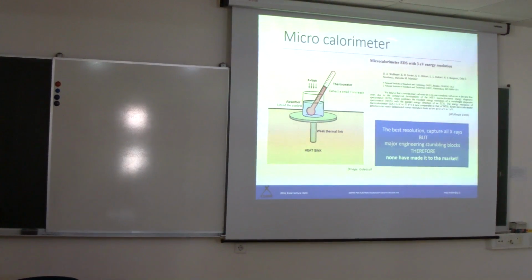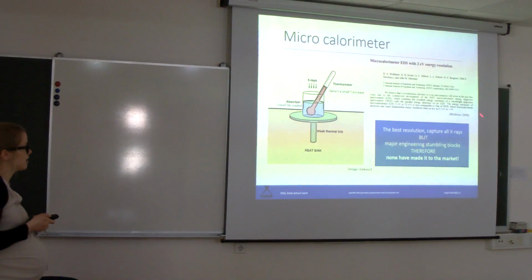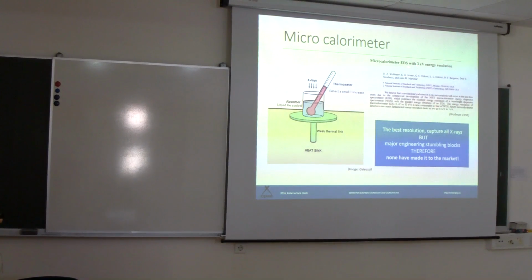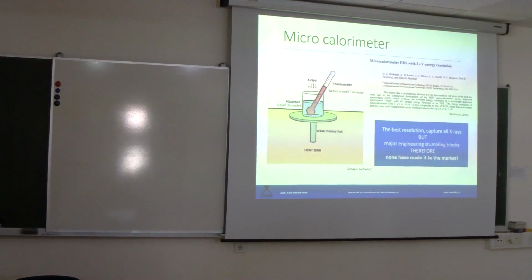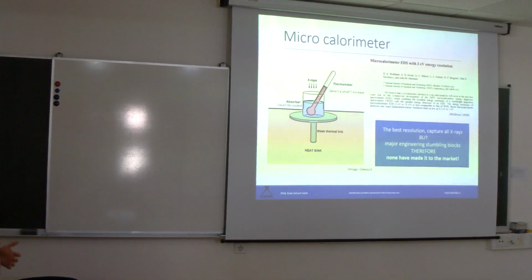The microcalorimeter was a really big improvement in 1998, because it showed that you can measure the X-rays with the same resolution as the WDS. Unfortunately you would need helium cooling, and it never made it to the market. But it's an interesting way to detect differently from how we do it now with EDS, so maybe something else will come up soon, so you get better resolution.